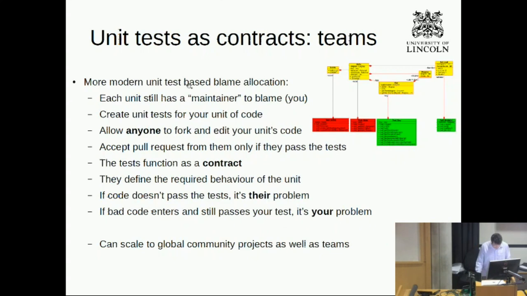What we do instead is we use unit tests as contracts to allocate blame. So we still say each unit in the code has a maintainer. Let's say this is you. So here are the units. Maybe this is my unit. But now I do allow anyone else to see the code and to edit the code.